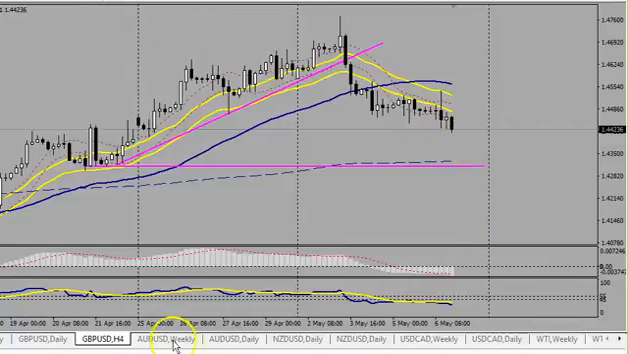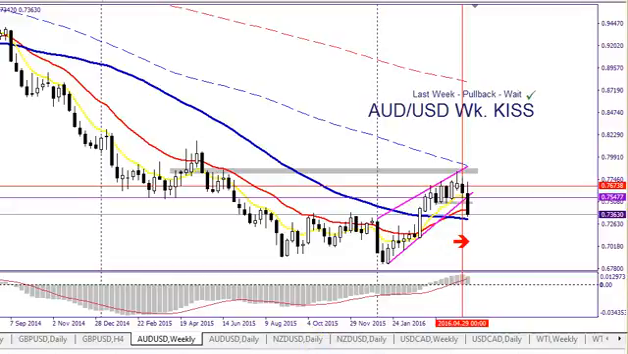Okay, so let's go to the next chart, which is the Australian USD. Okay, everyone. With this pair, we've got a lot of interesting things happening here. This one's an interesting currency pair. This is the weekly chart you can see, and last week we had a massive fall in price here due to weakness in the Australian currency.